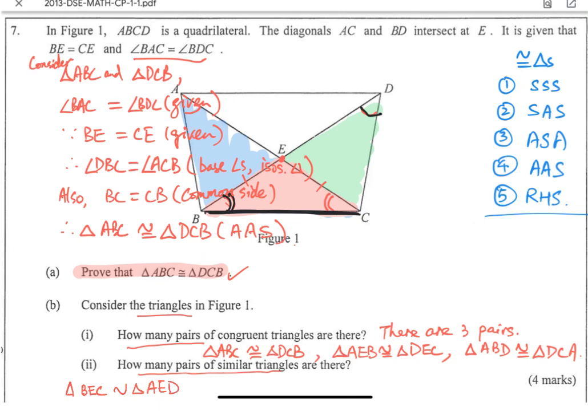Besides the 3 pairs of congruent triangles, we also have 1 more pair of triangles which are similar. Congruent triangles are automatically similar triangles. And add 1 more pair, so you can answer. You don't need to list them. You just answer there are 4 pairs of similar triangles. That's it. Okay. Let's see another example.